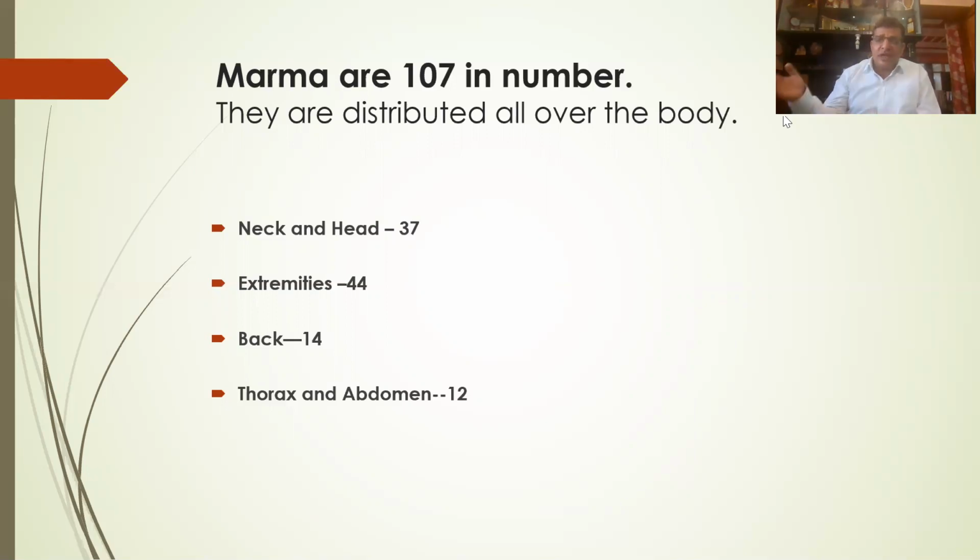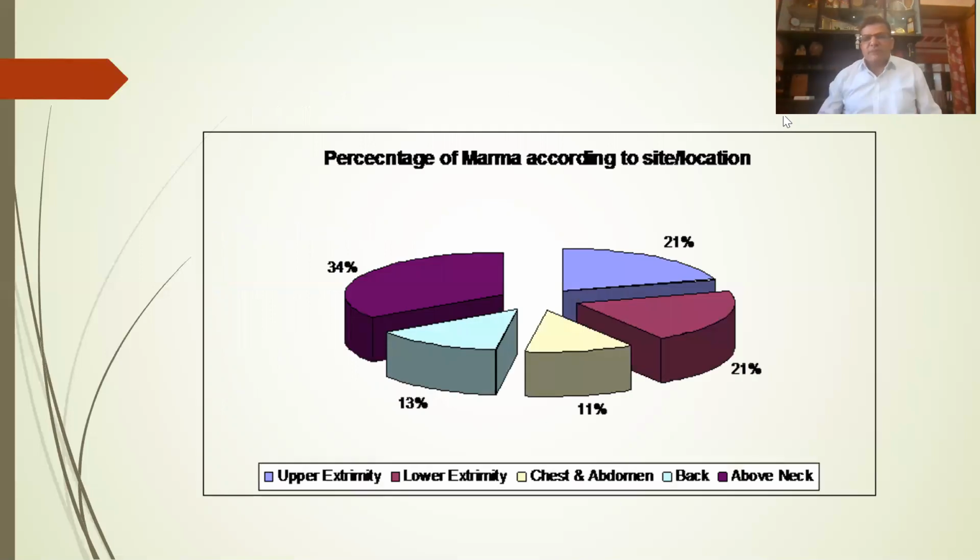I'm not going into that detailed elaboration, but during the 3 or 4 days Marma training program, we are training the students, the doctors, the scholars to find out these points separately by classifying them: the upper extremities Marma points, the Marma points of the thorax region, the back region, and the lower extremity. Now I am showing you in this slide the percentage of Marma according to site and location. You just watch this slide.